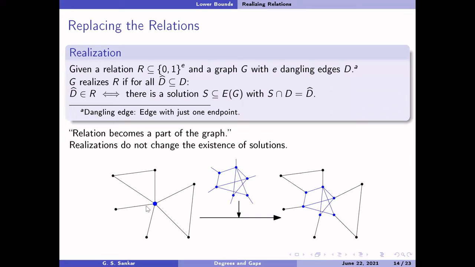So for example, this is what we'll be doing. If this blue node here is encoding some relation, we'll replace it with a graph. Since this blue node has a degree of 6, we'll have a graph with 6 edges that have only one endpoint so that it can fit nicely to this. We'll call these edges with just one endpoint dangling edges. And we'll say that this graph realizes this relation if there's a bijection between binary strings in the relation and solutions of the graph, right? Just to note, realizations don't really change the existence of solutions because we define them in such a way.